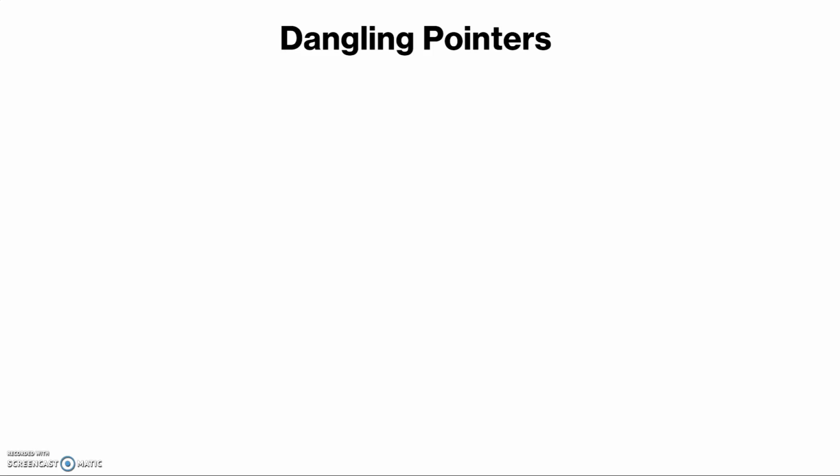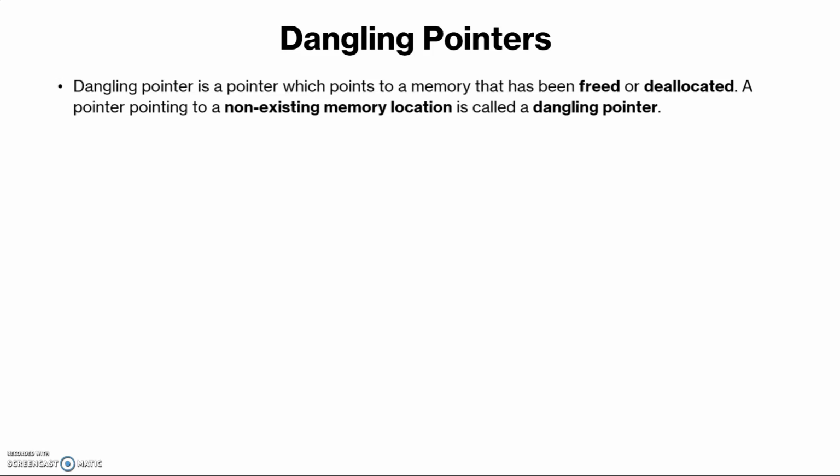We have another type of pointer which is called a dangling pointer. Suppose we already learned in our previous lecture about dynamic memory allocation functions. Dynamic memory allocation functions are used to allocate memory at runtime.